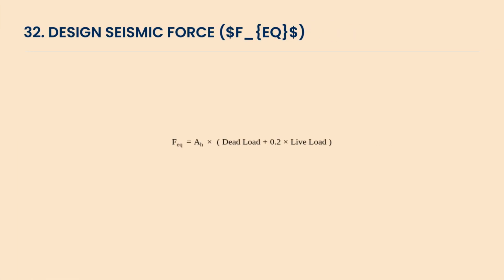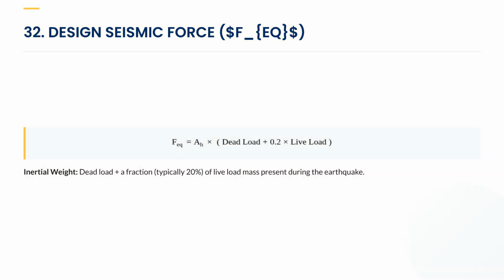The design seismic force, $F_{EQ}$, relies on the inertial weight, which is the dead load plus a fraction, typically 20%, of the live load mass present during the earthquake. This represents the total inertial load the structure must resist.